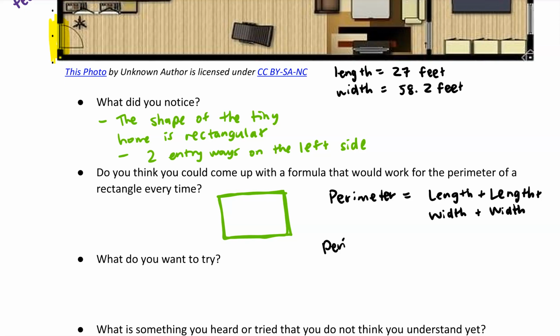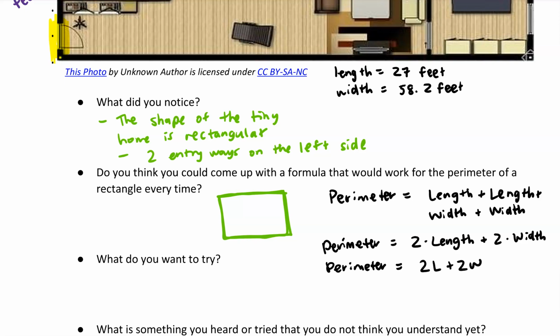Now, is there another way that we can write that? There is. So the perimeter is equal to 2 times the length plus 2 times the width. And oftentimes you'll see the length and the width abbreviated as L and W. So here's another formula that might be helpful. The perimeter is equal to 2L plus 2W. So I'm just going to box this final formula. So that should always work if you are trying to calculate the perimeter of a rectangle.